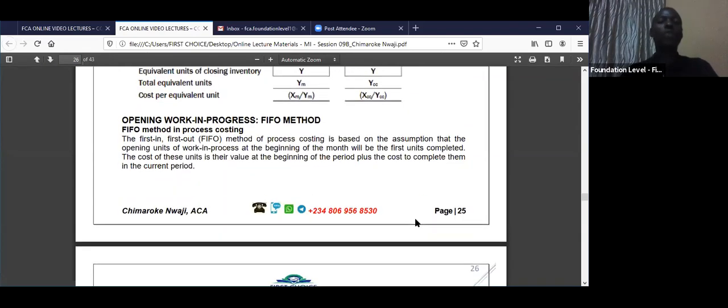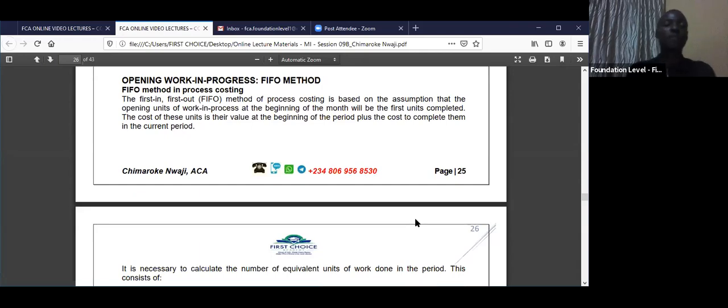We go to opening work in progress, FIFO method. Now in FIFO method, it is based on the assumption that the opening work in progress at the beginning of the month will be the first units that are going to be completed. The cost of these units is their value at the beginning of the period.